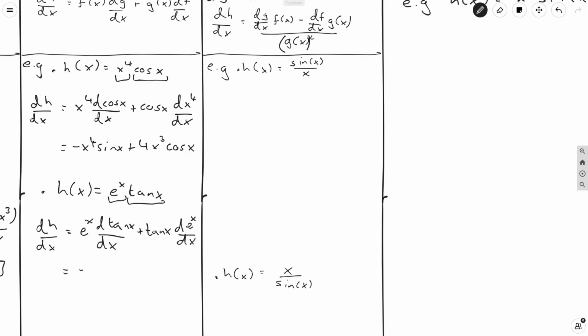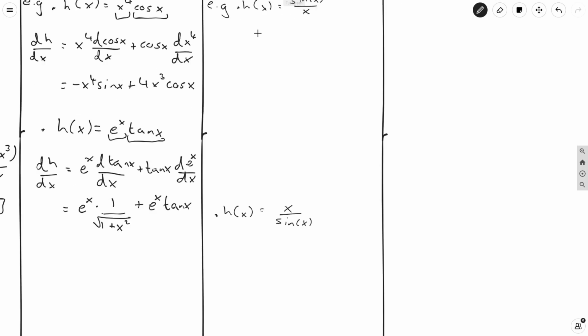So this is going to be equal to e to the x. Now, the derivative of tan of x is, of course, 1 over square root 1 plus x squared, if you remember that from the very first video in this series. Plus, now the derivative of e to the x is again, of course, e to the x, so it becomes e to the x tan x. And this is the derivative, and if we wanted to, we could tidy it up a little bit by moving the e to the x to the outside by factorization.